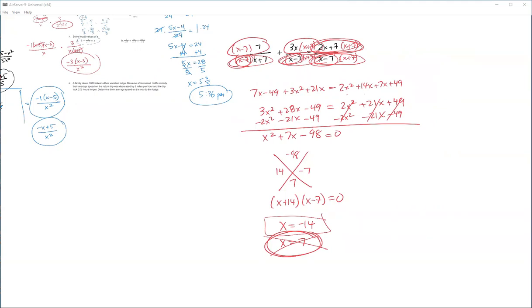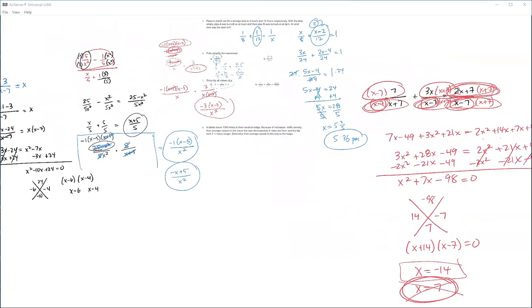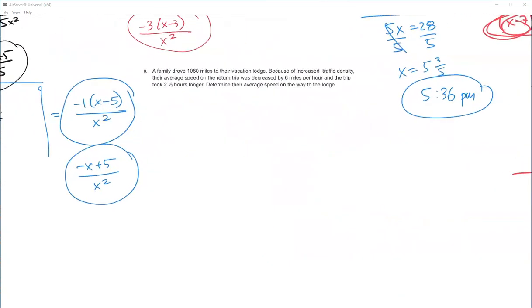Number 8 is also on the board. I just left it up there, but let me explain it and then you can look at this in a little bit. A family, I know it says mules on your paper too, but it's miles. A family drove 1,080 miles to their vacation lodge. Because of increased traffic density, the average speed on the return trip was decreased by 6 miles per hour, and the trip took 2.5 hours longer. Determine the average speed on the way to the lodge.